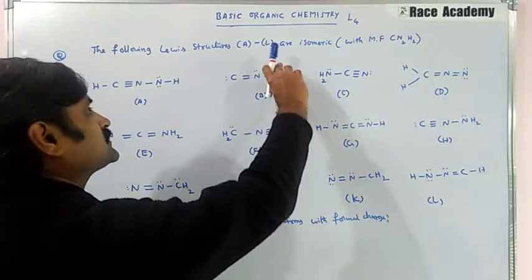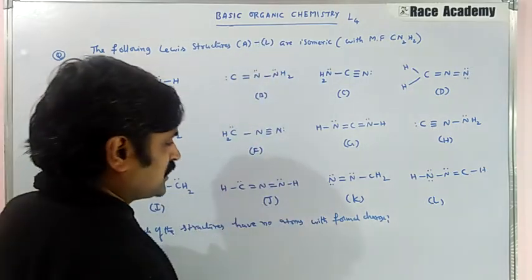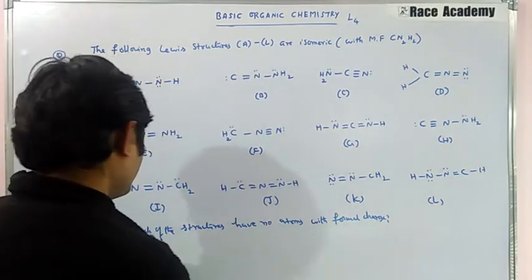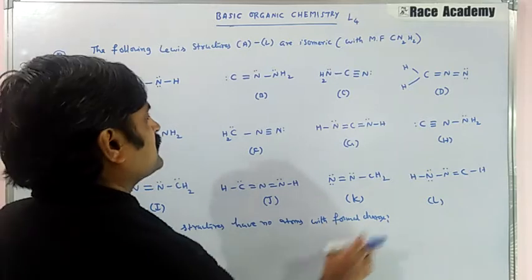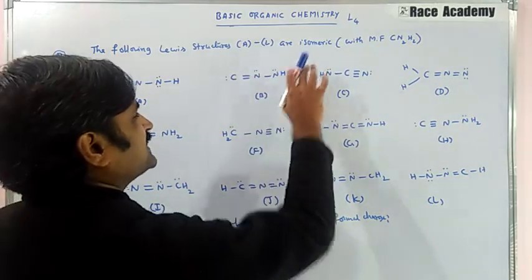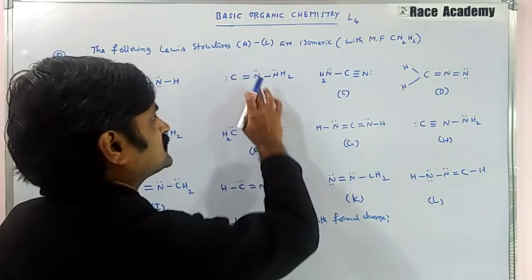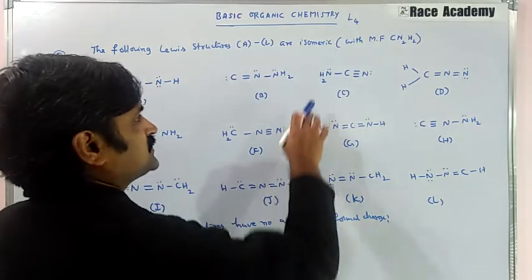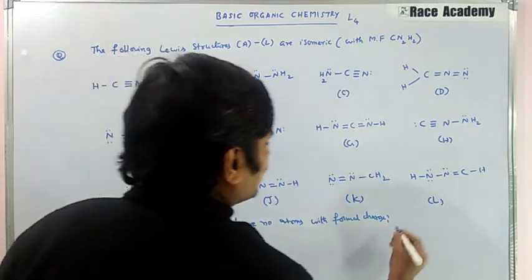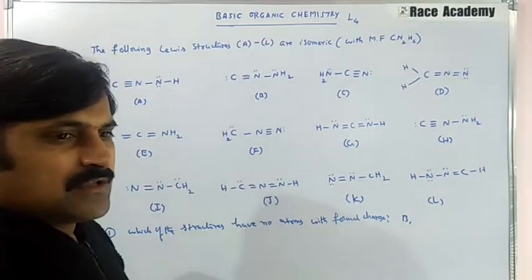In this, it is not having any kind of formal charge. Which of the structures have no atoms with formal charge? So here formal charge possibility is not there. Four electrons around carbon, no charge. Around nitrogen, no charge. So no charge is there. So we can take B as one answer for this one.